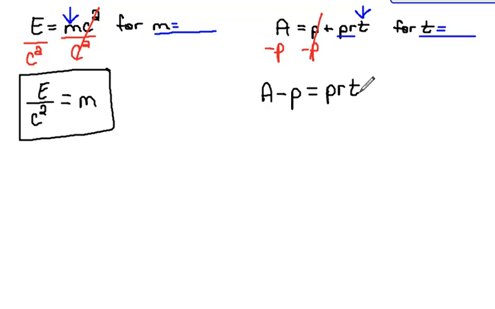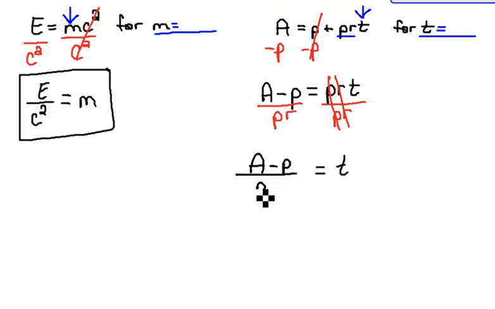Now we're not done yet because we need t alone. So right now t is being multiplied to P and r. So the opposite of multiplying P and r would be to divide by P and r. I can do that as long as we do it to both sides. Now look what happens. We're dividing the P's out and we're dividing the r's out. So we did that in one fell swoop. Now we have t on the right, and on the left hand side we have A minus P over Pr. t is alone now, so we are done.